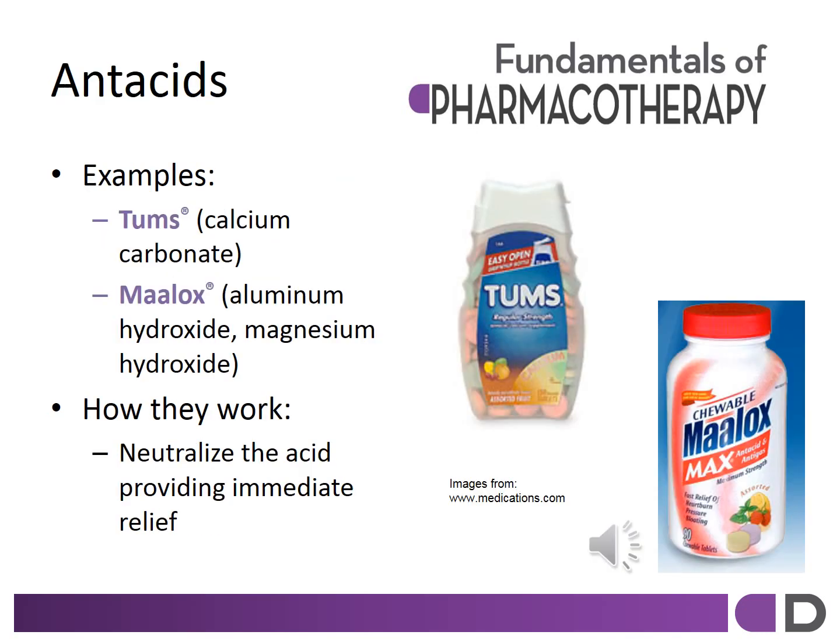2 common examples of antacids are Tums and Maalox. Antacids work very quickly, but they do not last very long, and they do not treat underlying triggers or conditions. They work by neutralizing the stomach acid, which provides immediate relief.